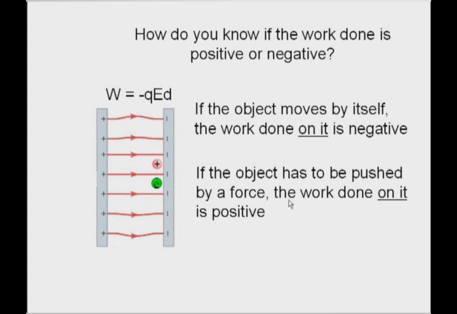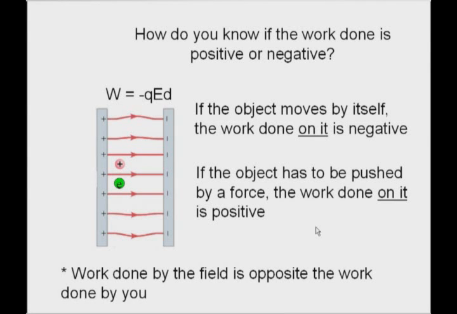Now the object that has to be pushed with a force, the work done on it is positive. I was doing positive work on the electron. Pushing back the other way, the electron is going to go by itself because it attracts towards the positive plate, and I'm going to have to push the proton this time to make it go the opposite direction. So the force done by the field is always opposite of the work that's done by me. That particle that goes by itself is going by itself because the field is doing work on it. The particle that has to be pushed, I have to do the work on it.